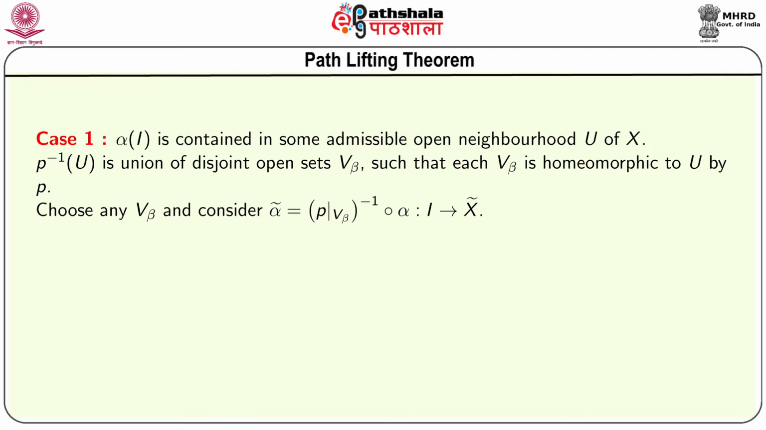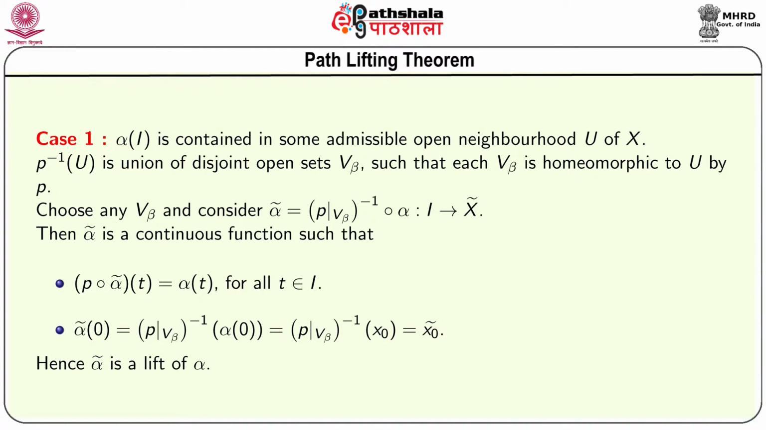Choose any V beta and consider alpha tilde as the function, the composite of the inverse of P restricted to V beta with alpha. Then alpha tilde is a continuous function such that P composed with alpha tilde is alpha, and alpha tilde evaluated at the point 0 is x0 tilde. That means alpha tilde is a lift of alpha.